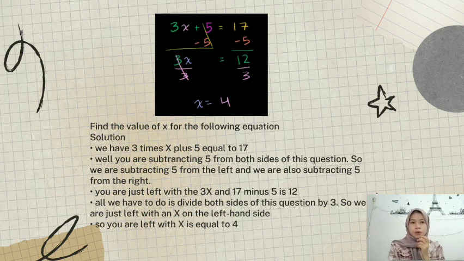All we have to do is divide both sides of this equation by 3. So we are just left with an x on the left hand side. So you are left with x equals 4.